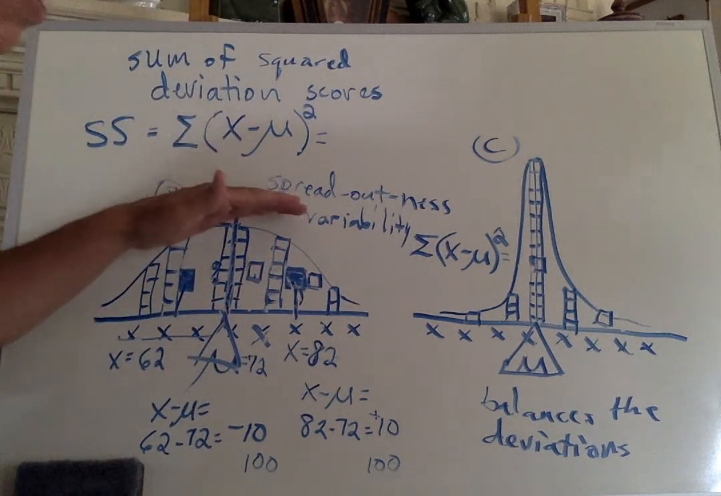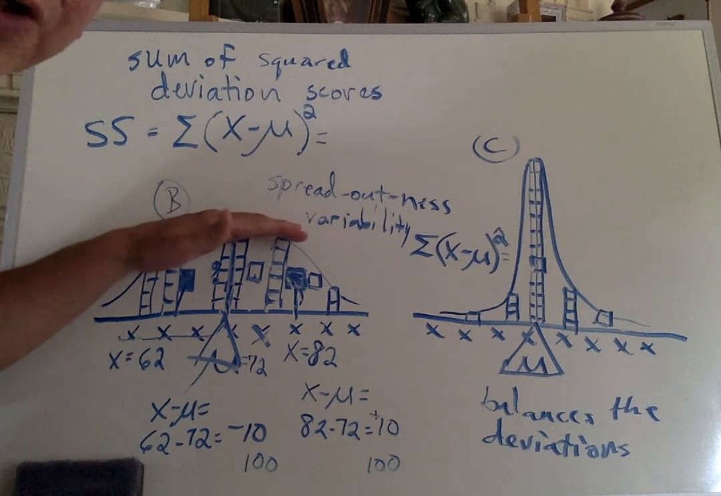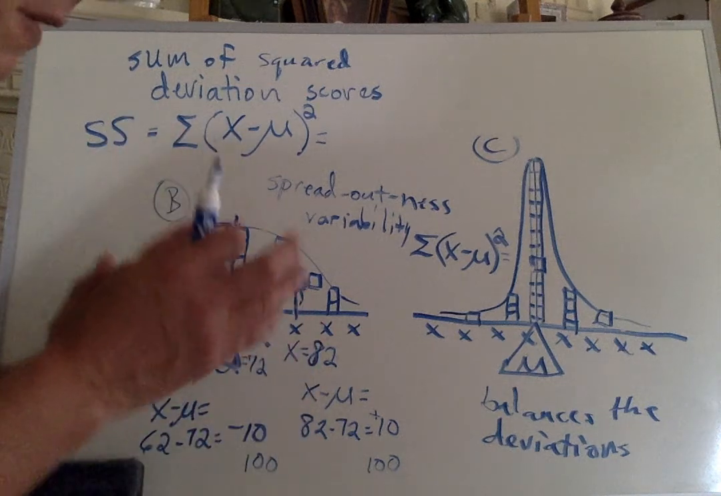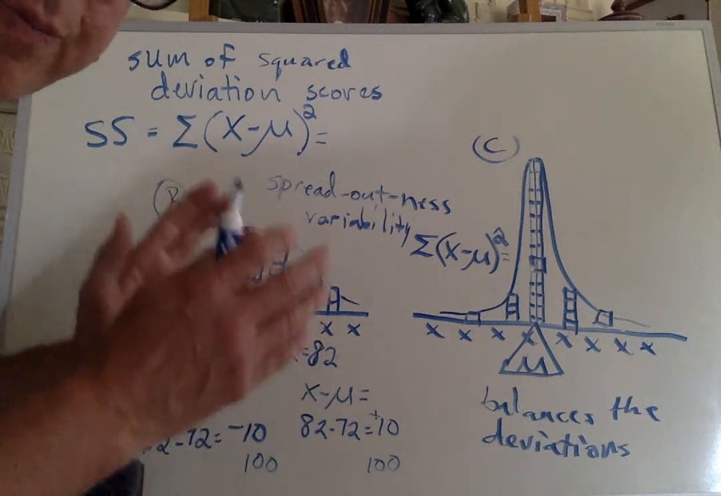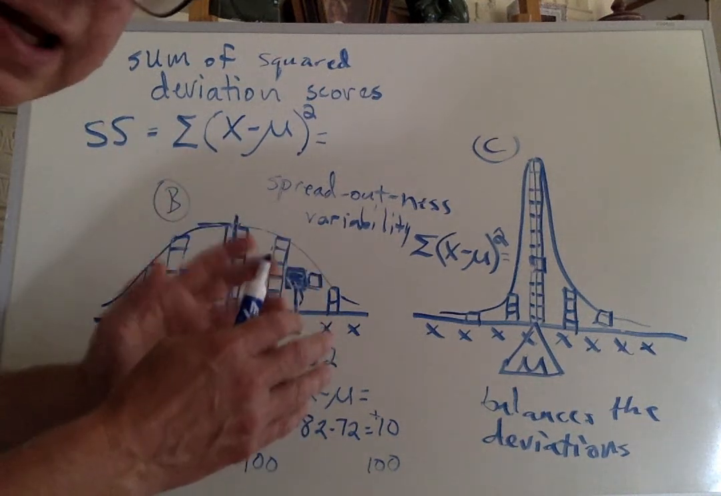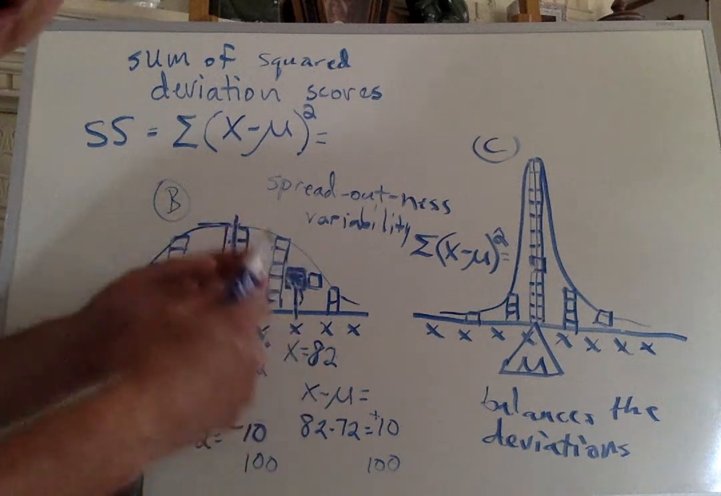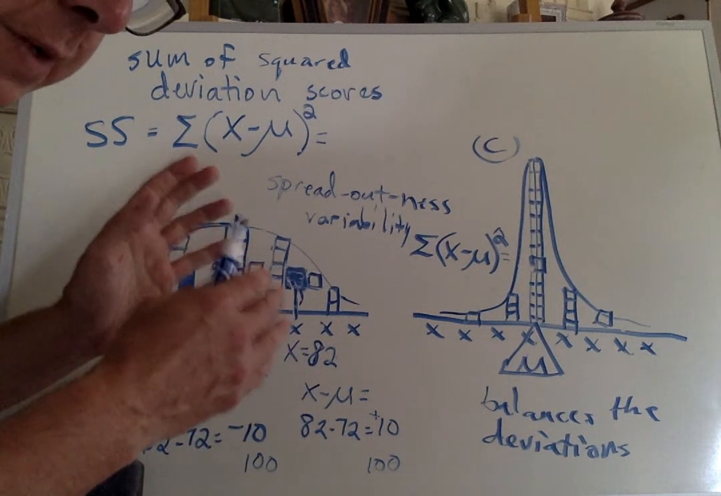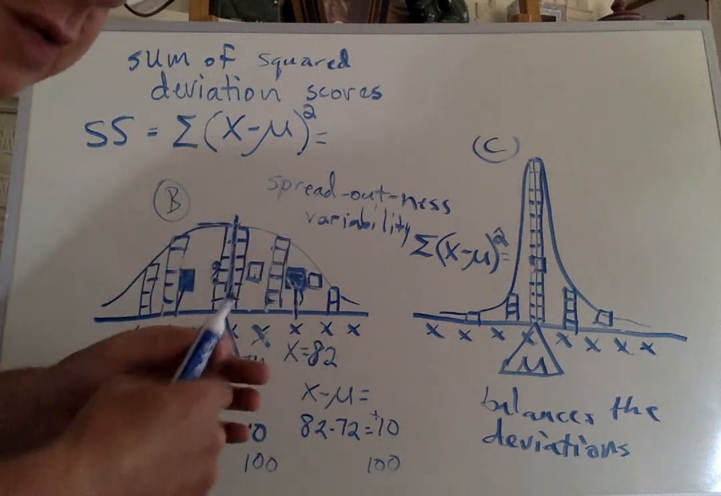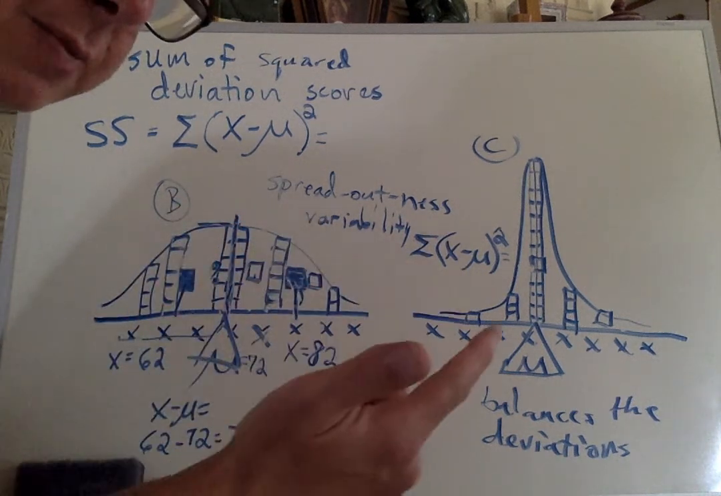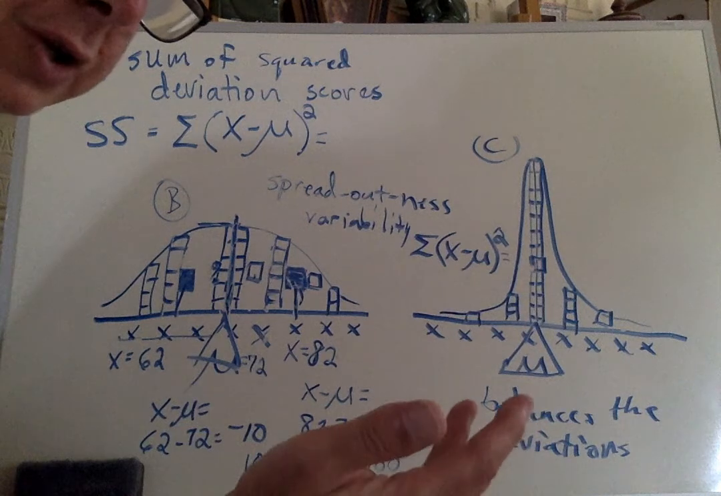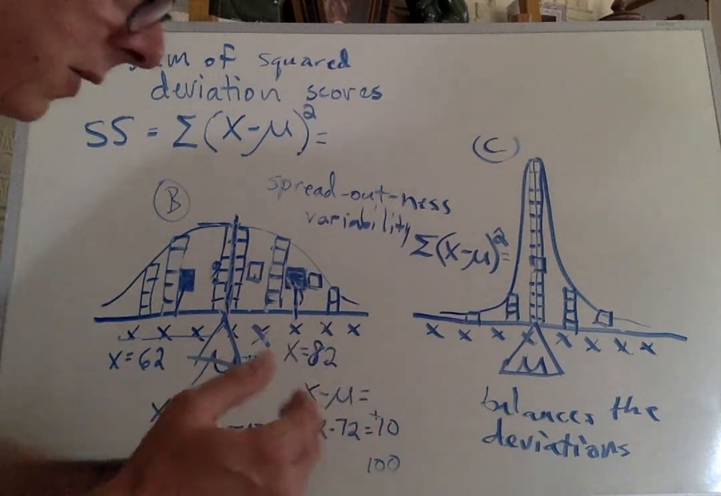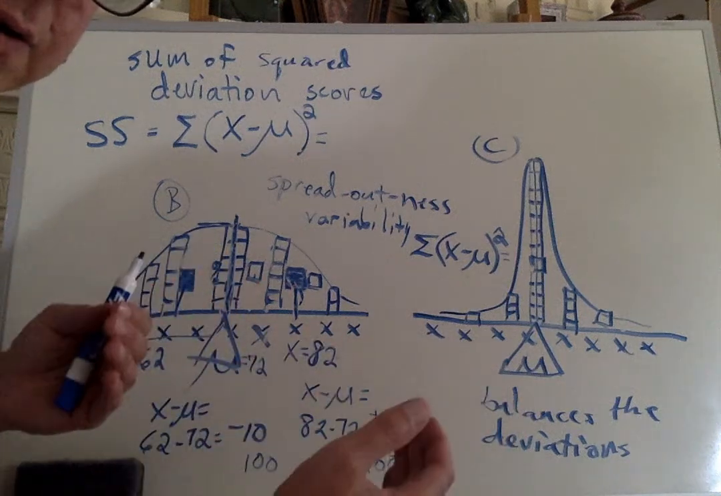Sum of squares is a measure of spread outness. It's a measure of variability, also known as dispersion. This is the conceptual basis of that. And now I'm going to show you how to do this in terms of computations. But now we're going to be able to say, here's the mean, here's the median, here's the mode, here's the range, and here's the sum of squares. Okay, and the sum of squares tells us spread outness.